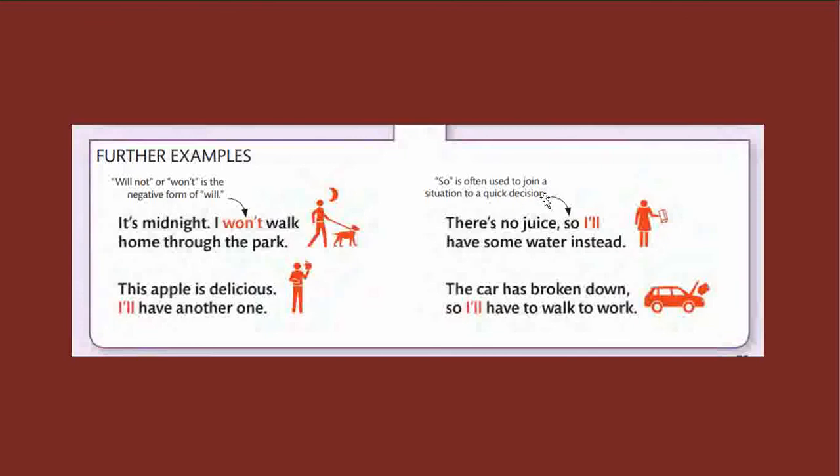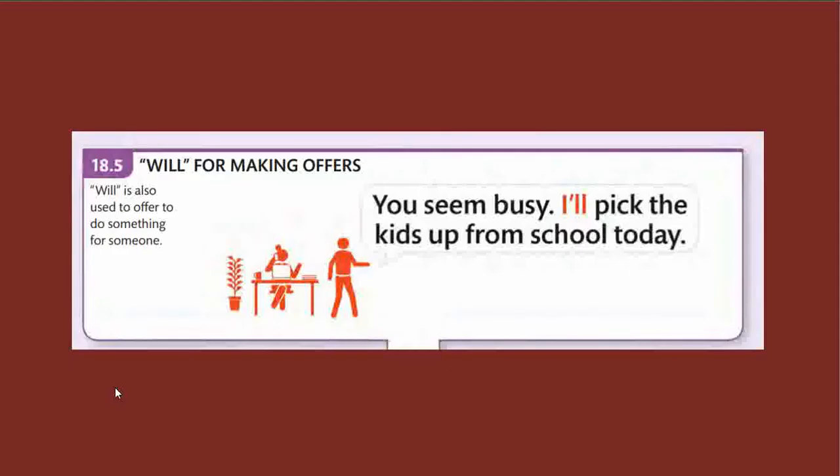There is no juice, so I'll have some water instead. So is often used to join a situation to a quick decision. You can also say therefore, but so is used for a quick connection. The car has broken down, so I'll have to walk to work. This is a quick decision made spontaneously. At this moment, you're requested to pause the video and construct similar sentences. Let us proceed.